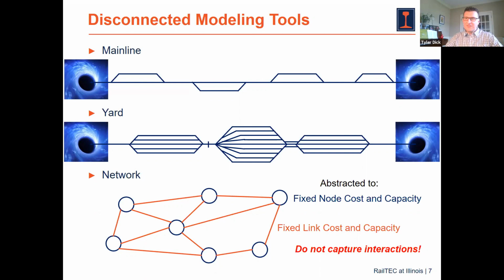The node doesn't adjust when the links around it get congested. Similarly, the links' costs and capacities don't adjust when the node approaches its capacity. Typically those are either fixed costs or very simple linear models that adjust costs with volume, just to make the modeling simple at the network level. So they don't really capture the interactions between the different nodes and links on the network.